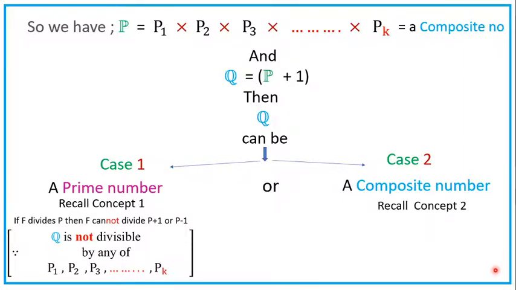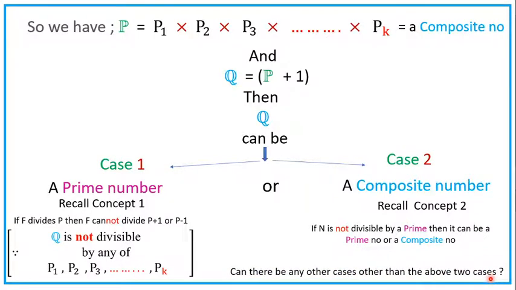Case number 2 is this. If it is not a prime number, it has to be a composite number, because of concept number 2. Please recall concept number 2 also. That is, if the natural number n is not divisible by a prime number, then it can be a prime number or it can be a composite number. Okay, so these are the two cases we have. Can there be any other cases other than the two above cases? If there are any, please think, friends.